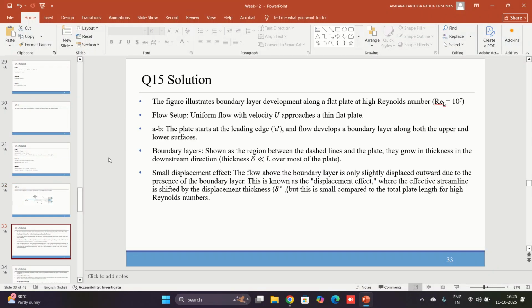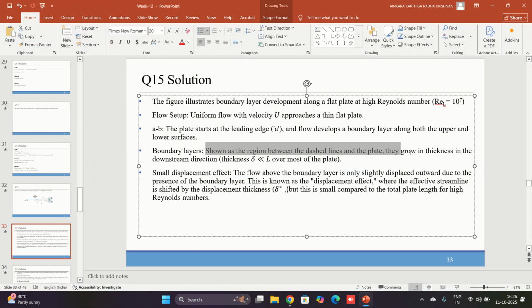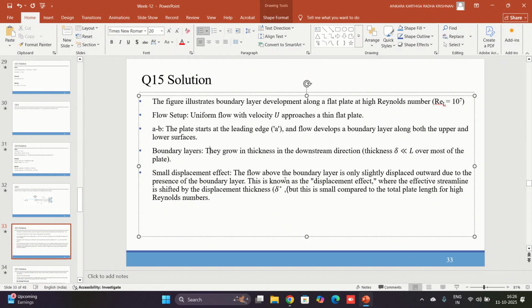So when we talk about question 15, the figure illustrates the boundary layer development along a flat plate at a higher Reynolds number. The flow setup is uniform flow with velocity u approaching a thin flat plate. The plate starts at the leading edge and the flow develops a boundary layer along both the upper and lower surfaces. The boundary layer grows in thickness in the downstream direction. The flow above the boundary layer is only slightly displaced outward due to the presence of the boundary layer, due to the displacement effect.